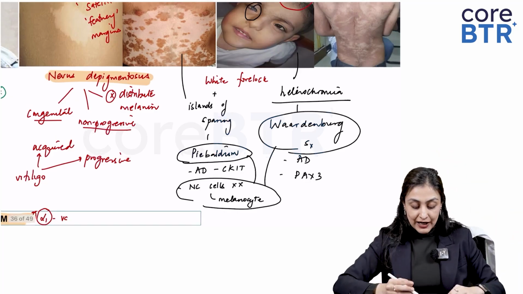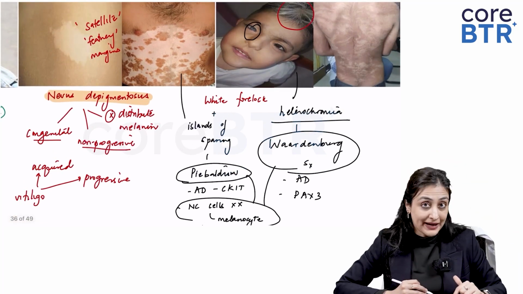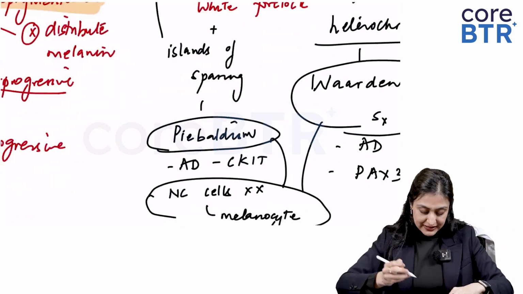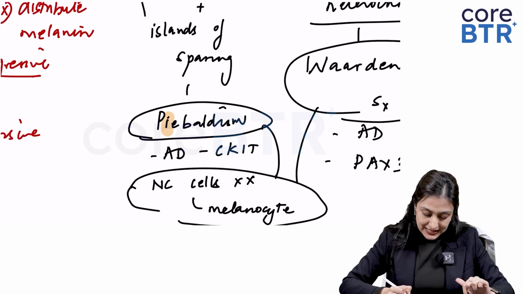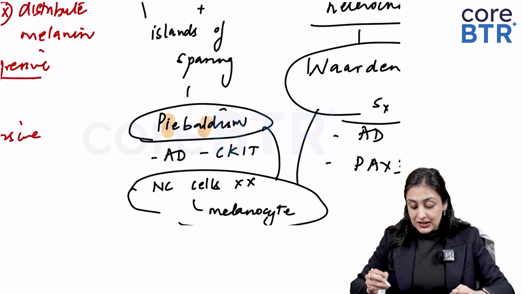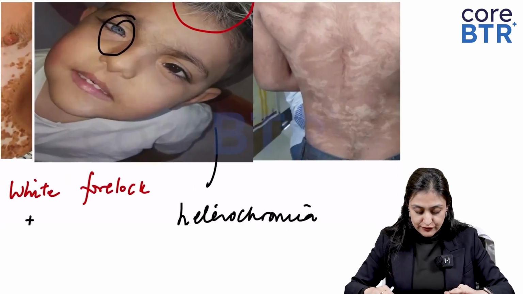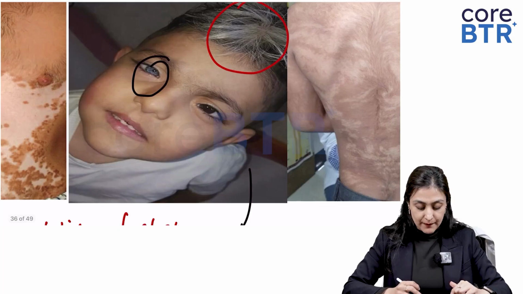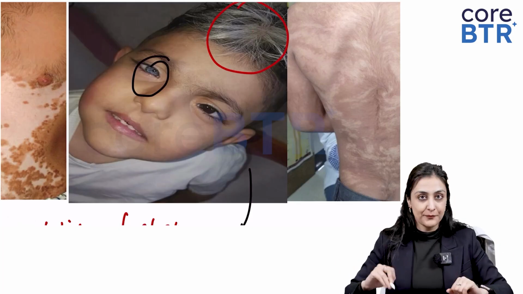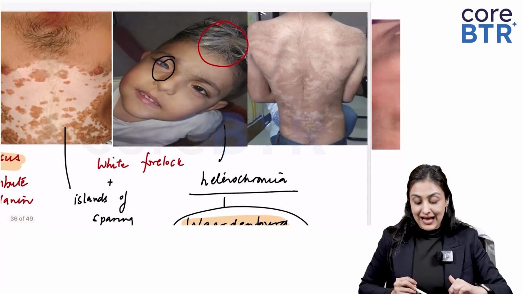If there is island of sparing, think of piebaldism. Piebaldism, in the name only somewhere you can find island, isn't it? If there is heterochromia, think of Waardenburg. They look so beautiful actually. So everybody says wow, so unique. So you remember wow. All right. So this is what we have.